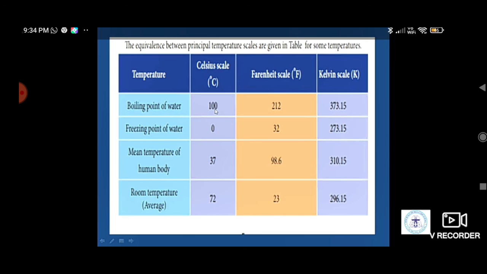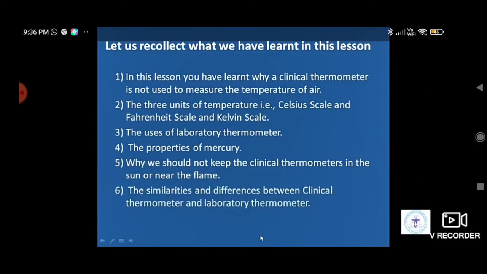The mean temperature of the human body: Celsius scale 37, Fahrenheit scale 98.6, Kelvin scale 310.15. The average room temperature: Celsius scale 23, Fahrenheit scale 72, Kelvin scale 296.15. So this lesson is over.